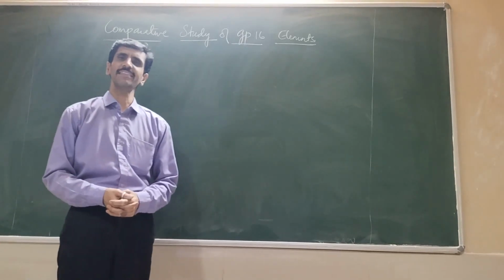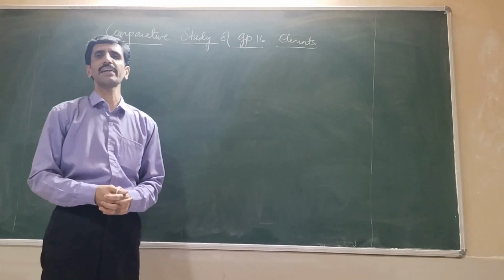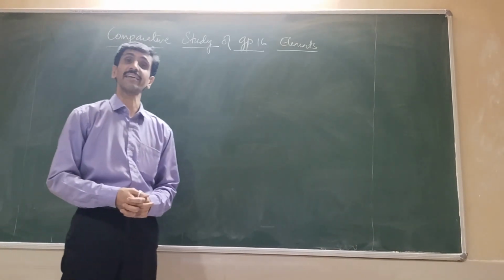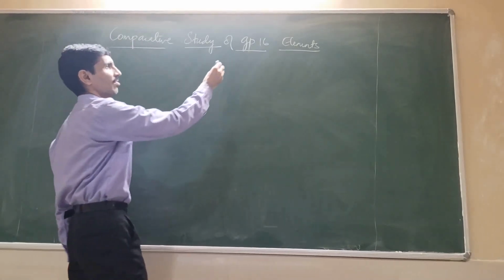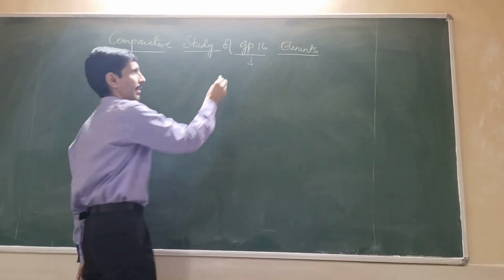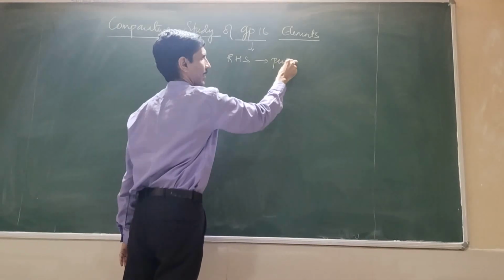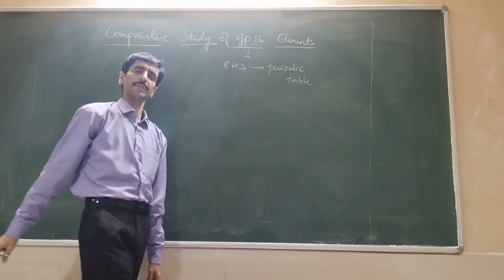As you can see, my dear friends, the title of this particular video is about comparative study of group 16 elements. So first of all, I'll give you the introduction about this. The introduction says this: when you talk about group 16 elements, they are going to occupy the right hand side of the periodic table. That's point number 1 that you need to remember. Right hand side of the periodic table.